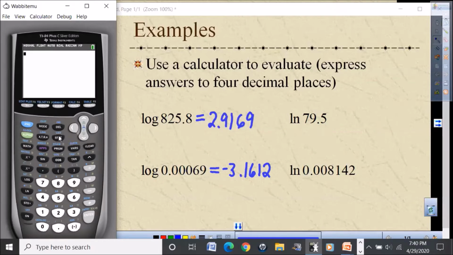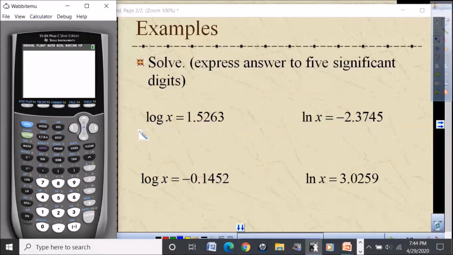The natural log of a number is just as easy to find. Let's find the natural log of 79.5. Natural log of 79.5 is 4.3758, and I'll round that next digit up to 8. And finally, natural log of 0.008142. Now, since we're taking the natural log of a number that's less than 1, we should expect to get a negative answer, and that is indeed what we get, negative 4.8107, and I'll keep that last digit a 7.